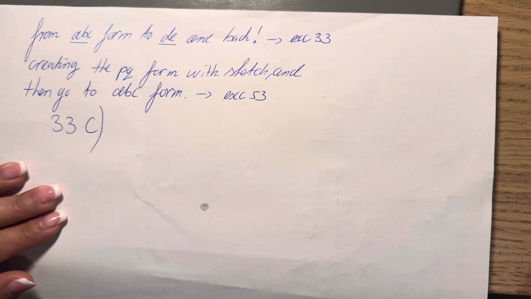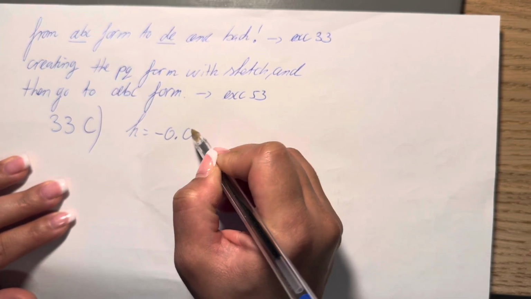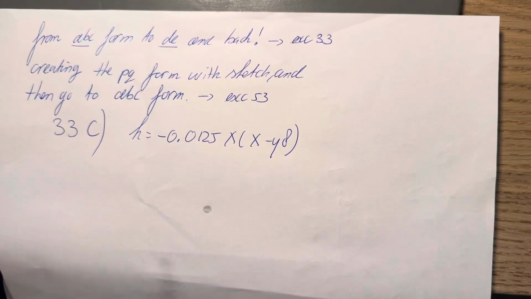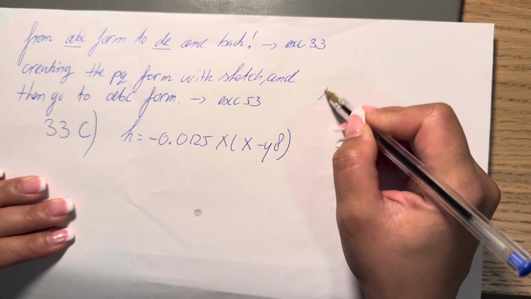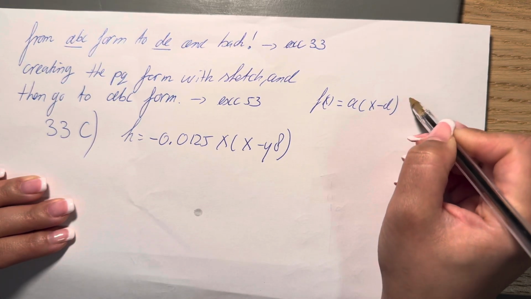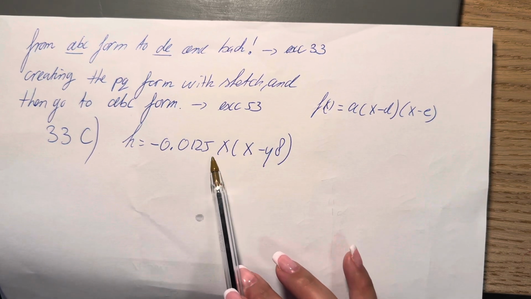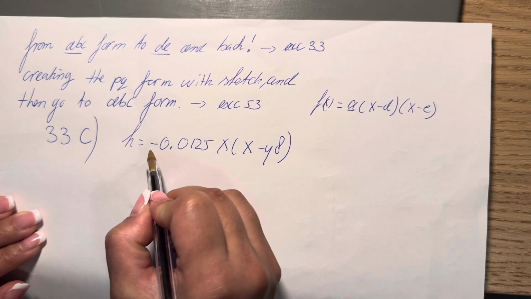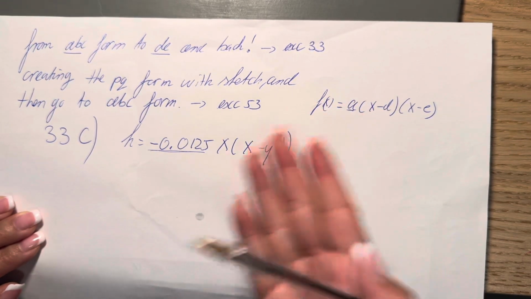I'm sorry about this. So we have this formula, h is minus 0.0125x, x minus 48. Now, if you pay attention to the DE form, I'm going to write the DE form over here. The DE form is A, x minus D, and x minus E. You notice that this is not really the DE form, not like this. Pay attention that the A is a number. So that's the minus 0.0125. And then you suddenly see an x here. You might think, what is this?